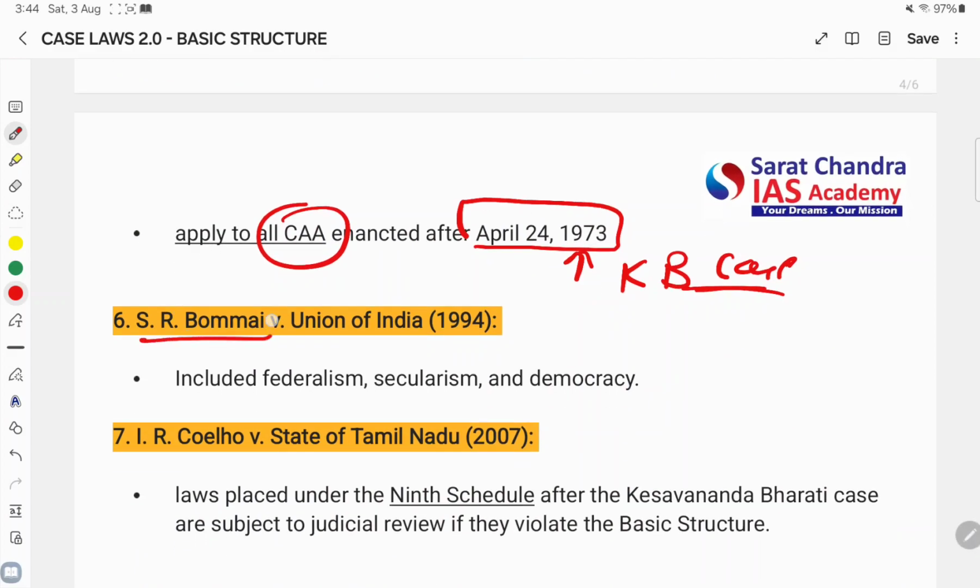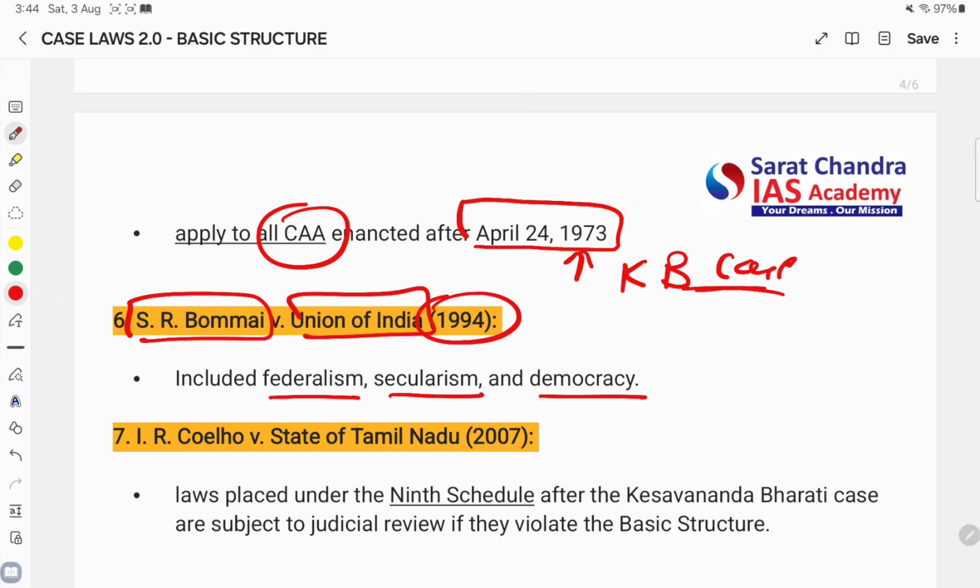The next case is S.R. Bommai versus Union of India of 1994. In this case, federalism, secularism and democracy were included in the definition of the basic feature of the Constitution. That is, those also constitute the basic feature.